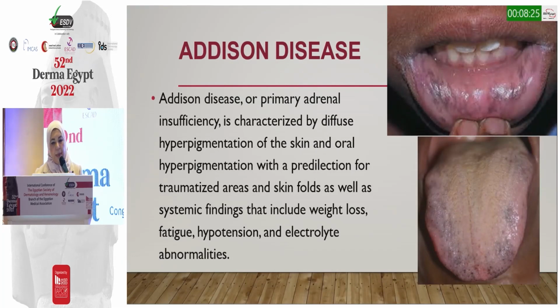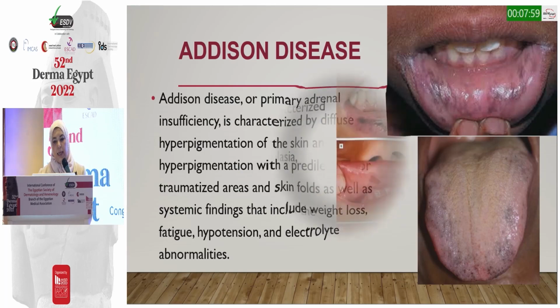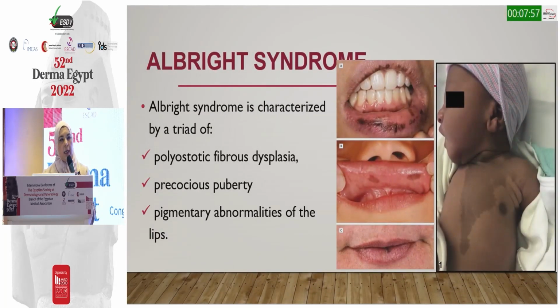Addison disease or primary adrenal insufficiency is characterized by diffuse hyperpigmentation of the skin and oral hyperpigmentation with a predilection for traumatized areas and skin folds, as well as systemic findings that include weight loss, fatigue, hypotension and electrolyte abnormalities. Pigmentations for Addison's disease commonly بتكون على the inner surface or mucosal surface of the lips, بتكون على tongue, ممكن كمان تكون على الجينجفا.